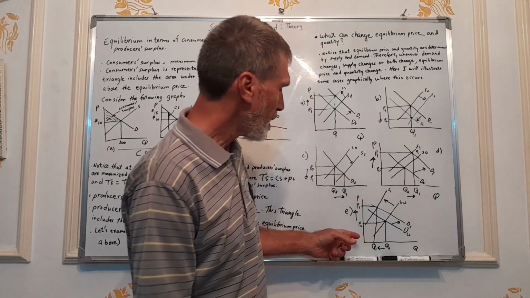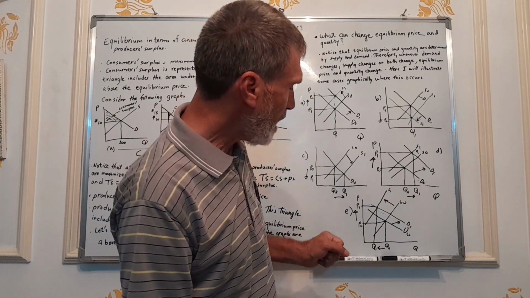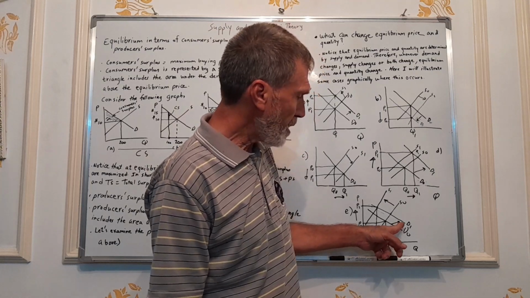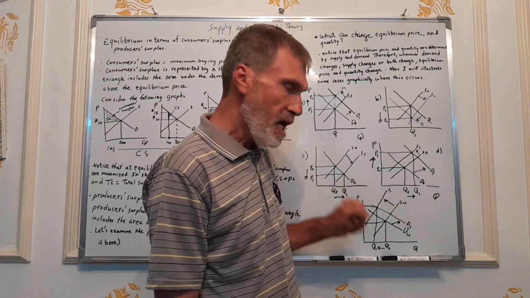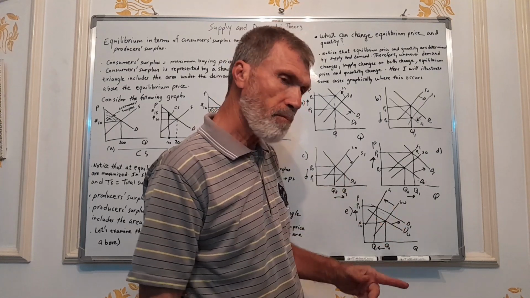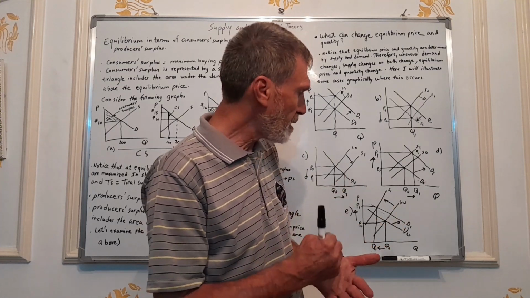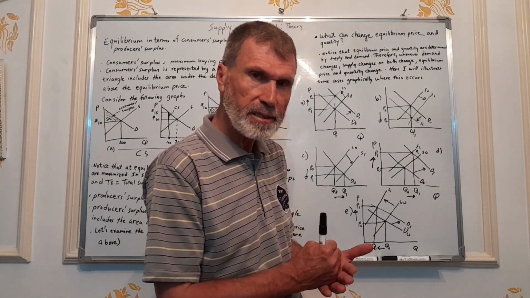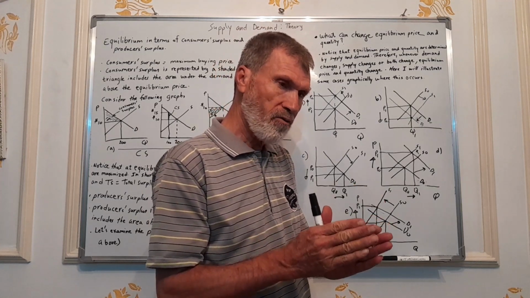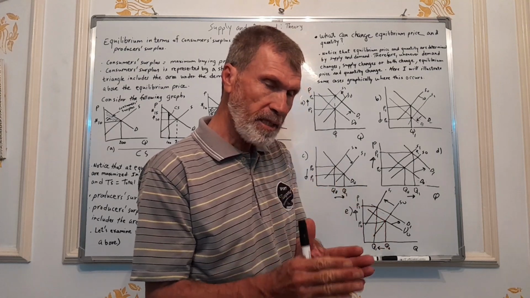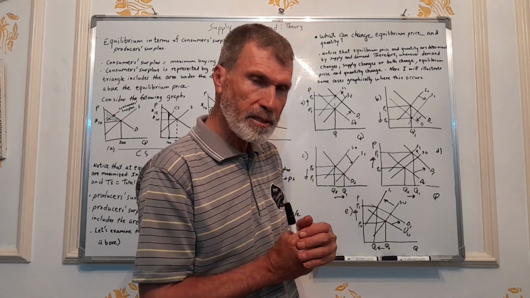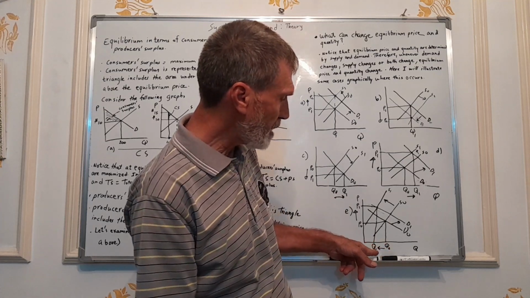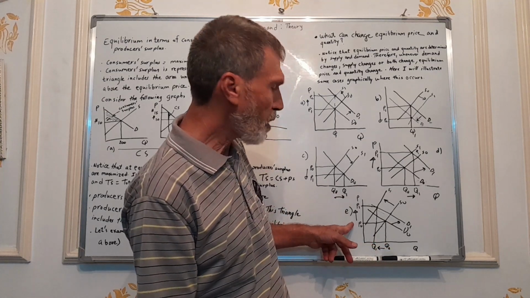What about case E? In case E, the demand increases and the supply decreases. However, the demand increases by a smaller amount than the supply decreases. So the increase in demand is less than the decrease in supply. What is the result? The quantity decreases and the price increases.